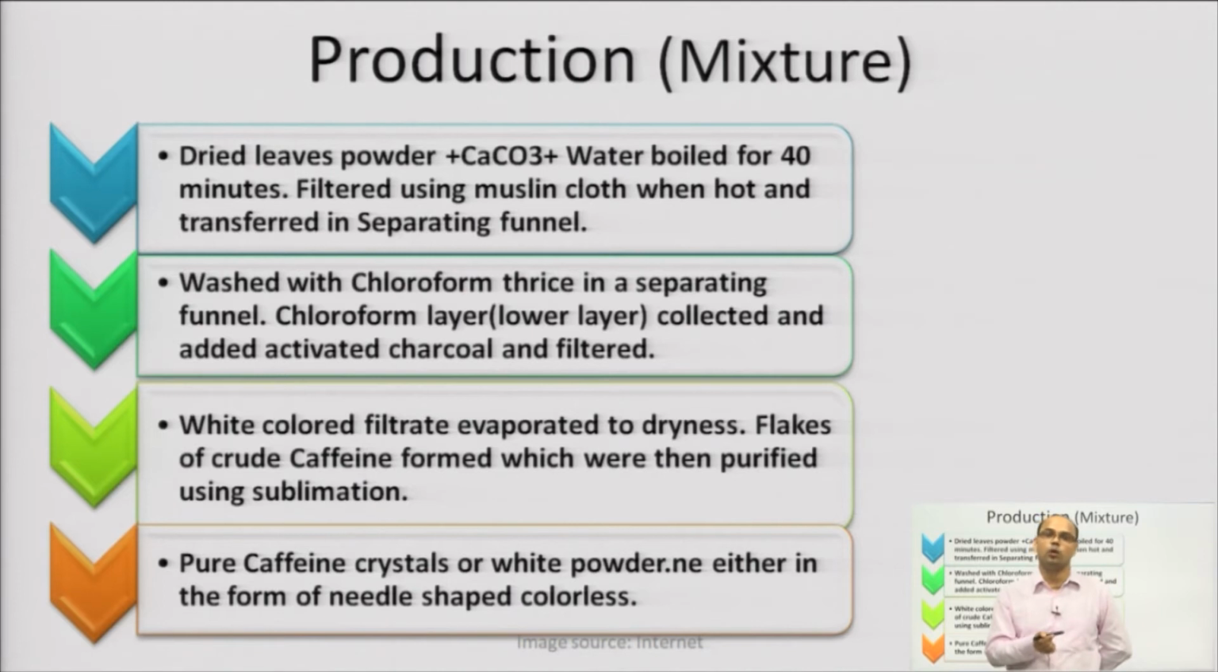The chloroform, which is the lower layer separated in the separating funnel, is collected. In this chloroform extract we have color pigments also, as chlorophyll is soluble in chloroform. So, to remove these coloring pigments, we use activated charcoal, which will absorb all the coloring pigments present in the filtrate. The mixture is then filtered, and you will get a colorless filtrate.